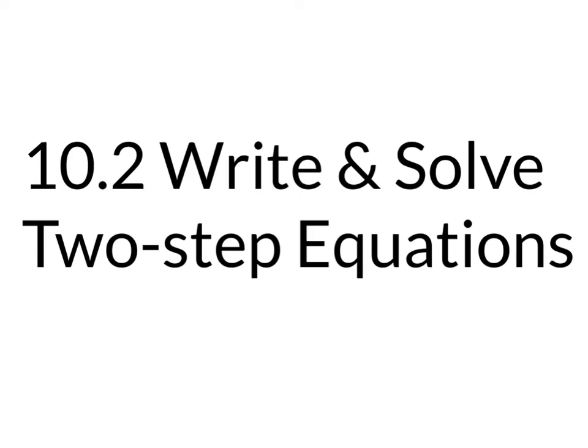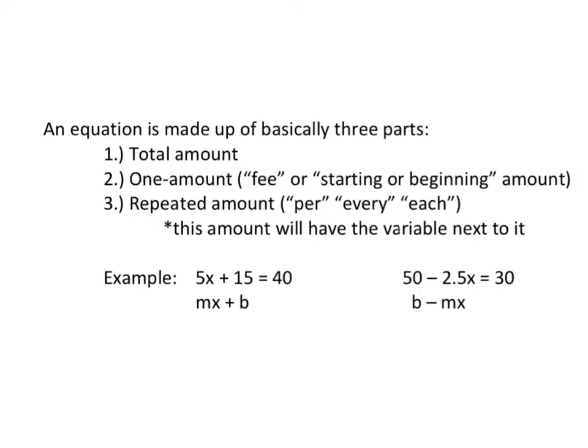Today we're going to go over how to write and solve two-step equations. An equation is made up of basically three parts. You have your total amount, you have the one amount or the fee or the starting or beginning amount, the thing that happens just one time, and then you also have your repeated amount, the per, every, each time. This amount will have the variable next to it.